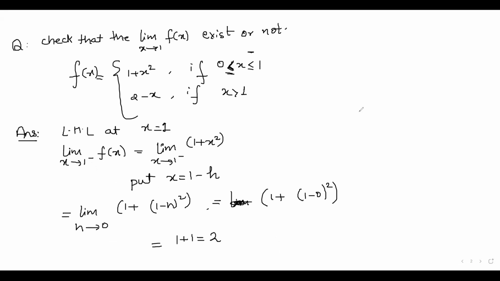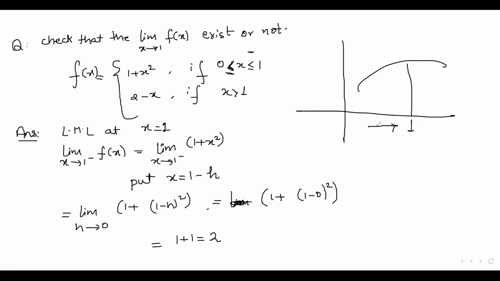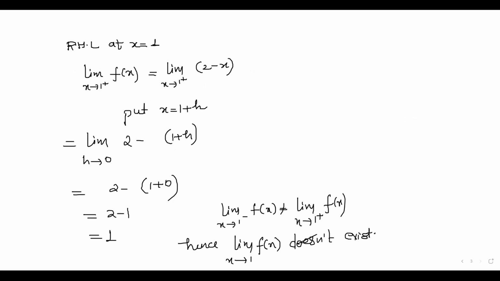Suppose we have this function. This is the value 1. LHL means we are approaching from the left side. If you are approaching from the left side, that means the value of x should be slightly less than 1. Is it correct, Fahad? Now check here. You will use the first function when the value of x is less than or equal to 1, and when the value of x is greater than 1, we will use this function. So in LHL, the value is slightly less than 1. That's why we have to use the first function. Okay, great. So all of you, please note this down.